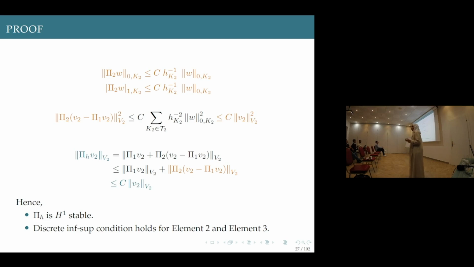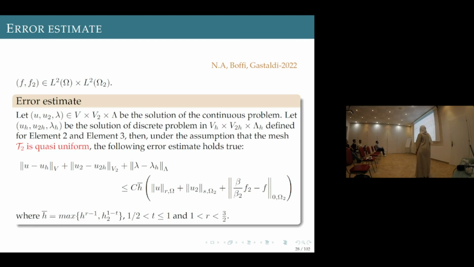Actually, we don't have the theoretical proof, but we have numerical results. Since the inf-sup condition is satisfied for both element 2 and element 3, then I can go ahead and write the stability or the error estimate. Here we have to have tau 2 to be quasi-uniform because we use some inverse inequality in the proof, but for tau 1 we don't need that.